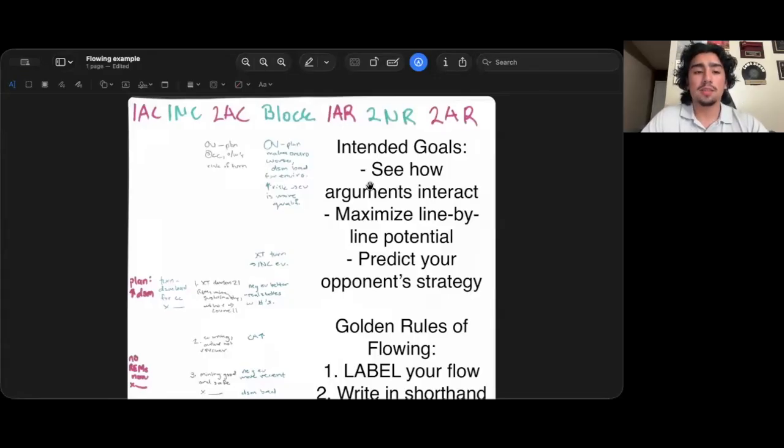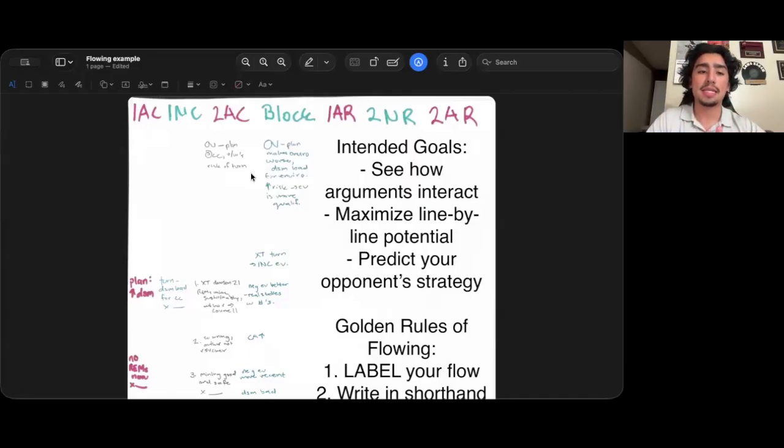I mean two things by that. The first one is label the speeches at the very top of your columns. So you'll see that at the very top, I have the 1AC, the 1NC, and so forth. The only two speeches that I do not have labeled are the 2NC and the 1NR, and that is because up here at the very middle, I've titled it the block. That just means it's both the 2NC and the 1NR.